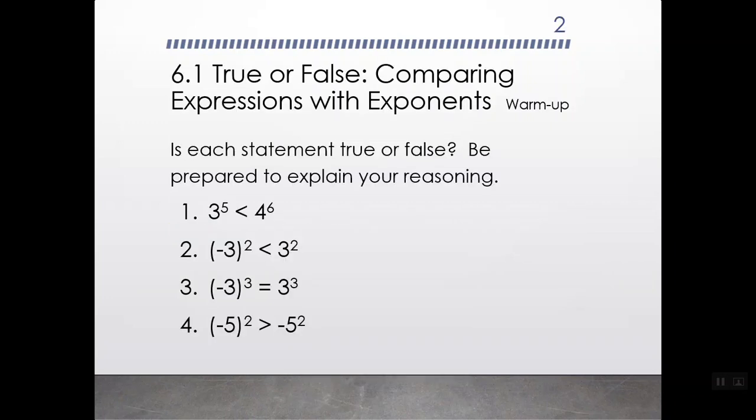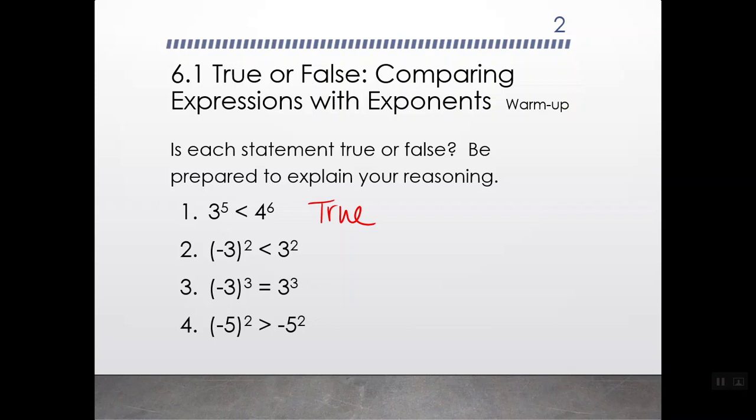So for your warm-up today, it's true or false, comparing expressions with exponents. So is each statement true or false? Be prepared to explain your reasoning. So for number 1, we have 3 to the 5th is less than 4 to the 6th. And we would say that that is true. And that's true because the base and the exponent are both smaller. So 3 is smaller than 4, 5 is less than 6, so this is definitely less than 4 to the 6th.